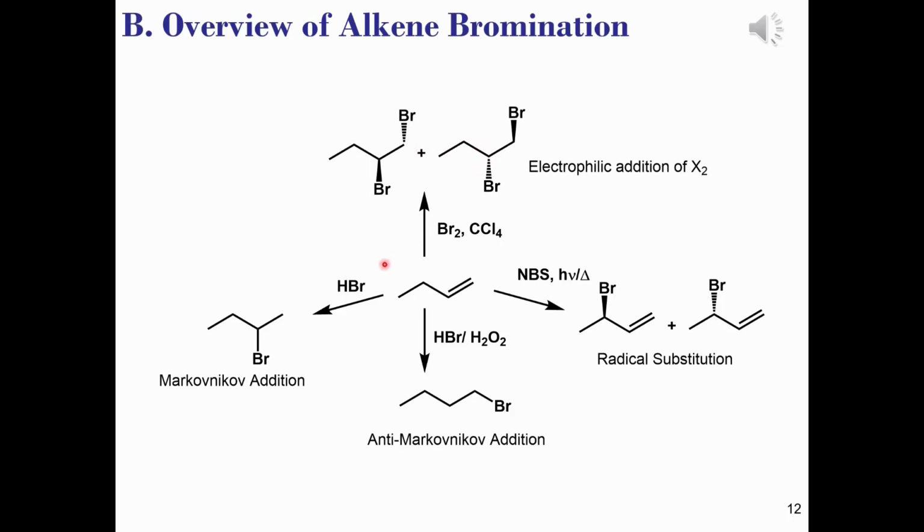The Markovnikov addition of hydrogen bromide proceeds via an ionic reaction, whereas the anti-Markovnikov addition proceeds via a radical addition where hydrogen peroxide or an organic peroxide is used to achieve the anti-Markovnikov regioselectivity. So the regioselectivity for these reactions are different, but neither reaction is stereoselective. Finally, the radical substitution reaction occurs when NBS is used, as overall the allylic hydrogen is replaced with a bromine atom. This yields the major products, which are shown as a racemic mixture.